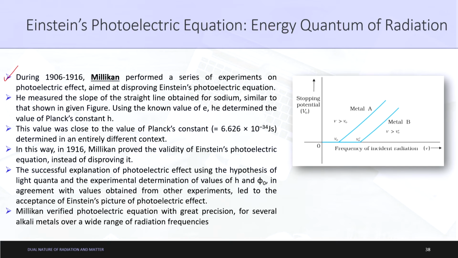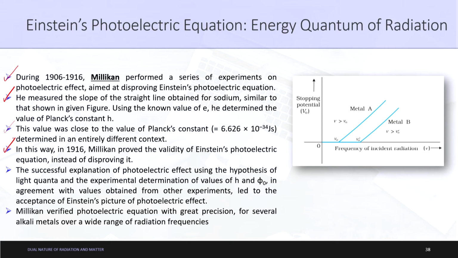He measured the slope of the straight line obtained for sodium, similar to that shown in the given figure. Using the known value of E, he determined the value of Planck's constant h. This value was close to the value of Planck's constant, approximately 6.626 into 10 to the power minus 34 joule second, determined in an entirely different context. In this way, in 1916, Millikan proved the validity of Einstein's photoelectric equation instead of disproving it.